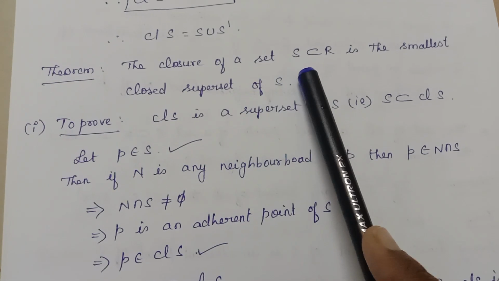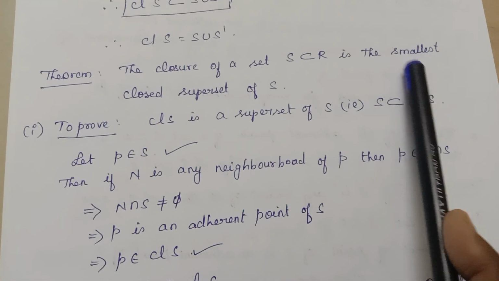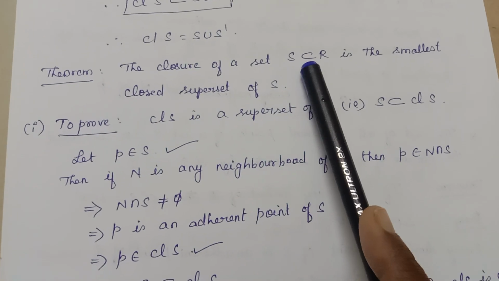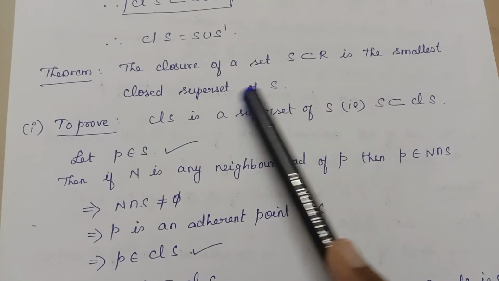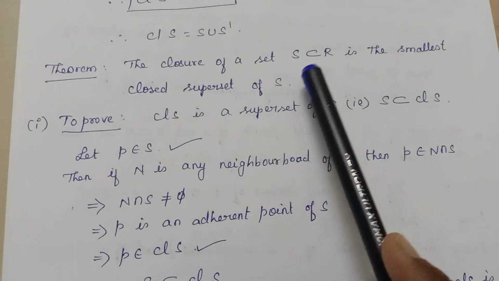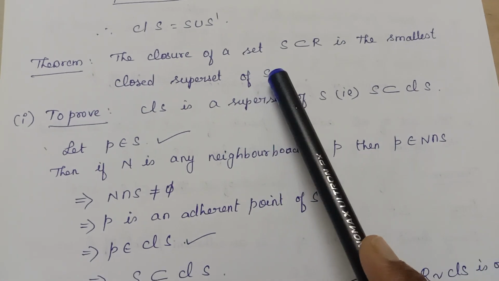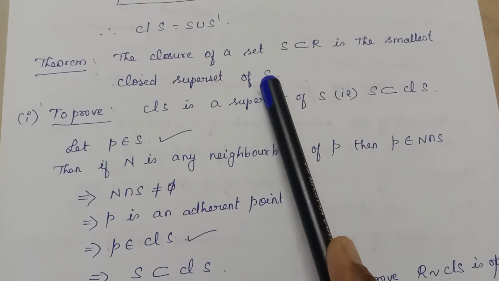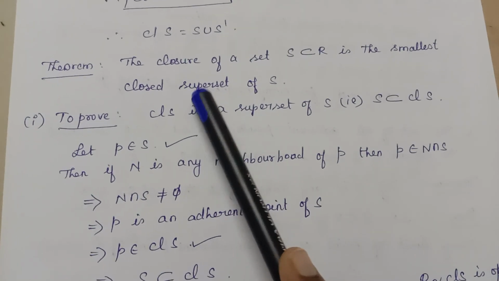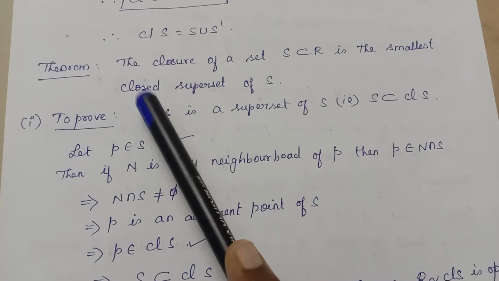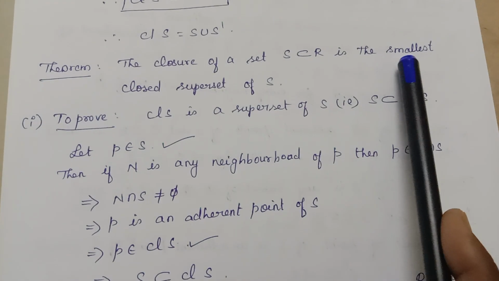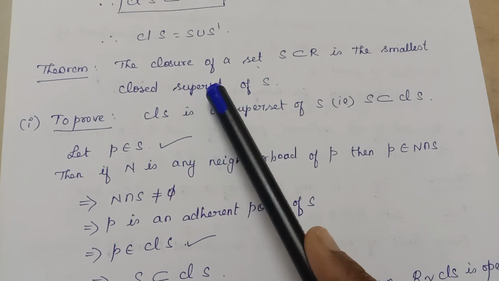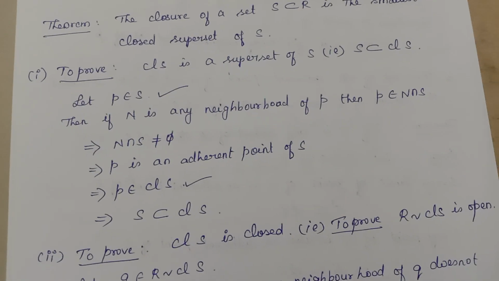The closure of a set S contained in R is the smallest closed superset of S. Okay, so for any subset of R, the set closure is the smallest closed superset. So this theorem I am going to prove in 3 steps. Okay, first step I am going to prove closure of S is a superset of S. And the next step I am going to prove closure of S is closed. And then I am going to prove closure of S is the smallest superset. Okay, so I am going to prove it in 3 steps.